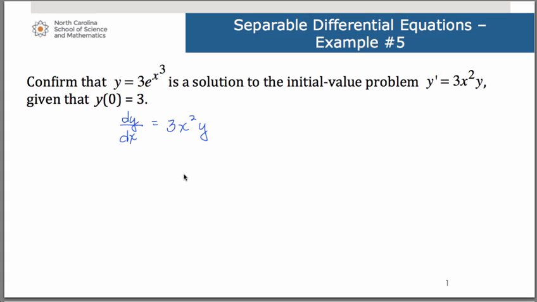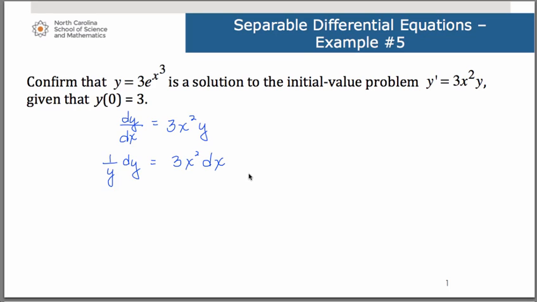We then need to separate our variables, the y's to the left and the x's to the right. We can multiply both sides by dx and then divide the y over, which gives us 1 over y dy is equal to 3x squared dx.